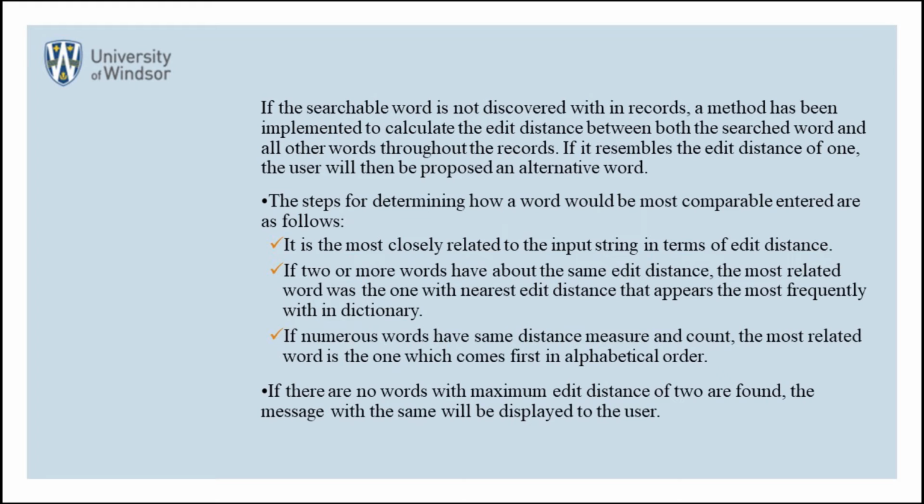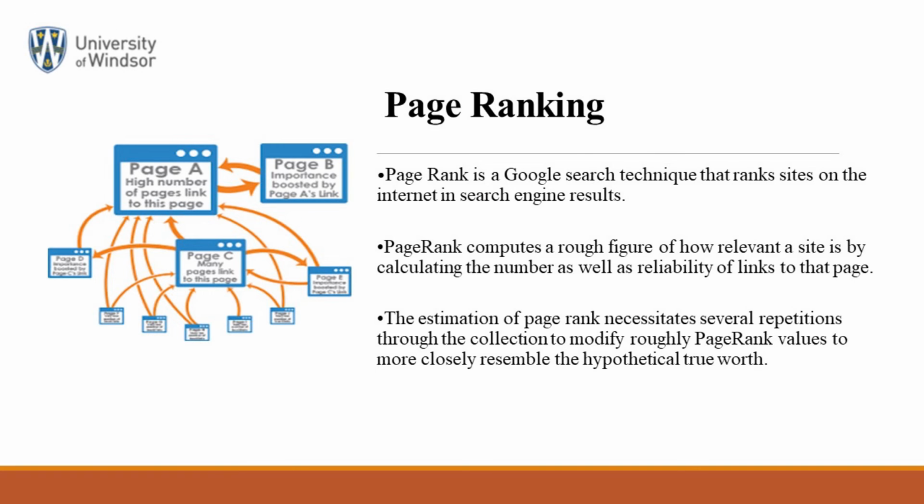There are some steps to determine how a word would be most comparable, and they are as follows. Firstly, the most closely related word to the input string in terms of edit distance. If two or more words have about the same edit distance, the most related word is the one with the nearest edit distance that appears most frequently within the dictionary. Or if numerous words have the same distance and count, the most related word is the one which comes first in alphabetical order. If no such words with a maximum edit distance of 2 are found, a message will be displayed to the user. And the next concept is page ranking.